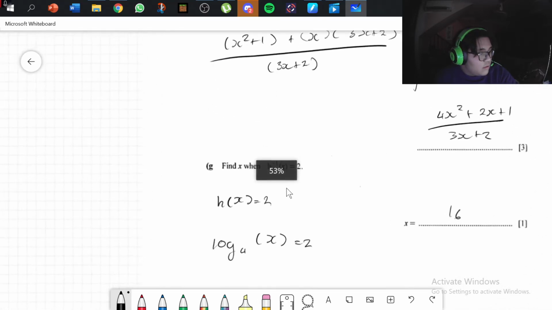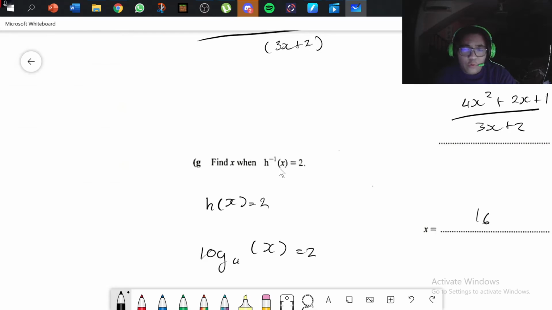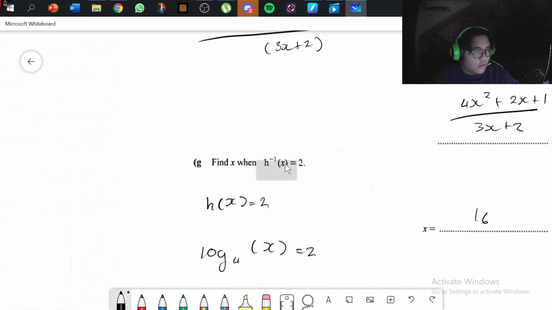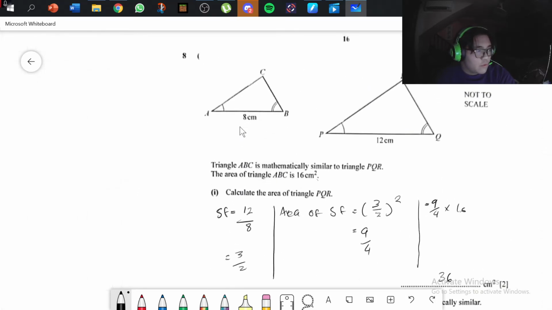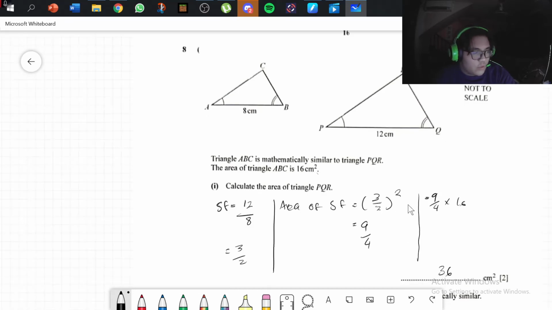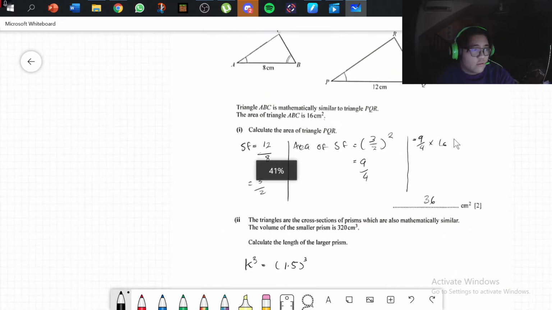Then in this one, either h(x) equals 2 or h inverse equals 2. Some people, instead of making it equal to 2, substitute the 2 inside x. That is wrong, because they specifically said it is equal to 2, not h inverse or h as a function with 2 inside. Then in this question, the scale factor, sometimes people, instead of dividing 12 over 8, make it 8 over 12. It will be different, and so you get it wrong.